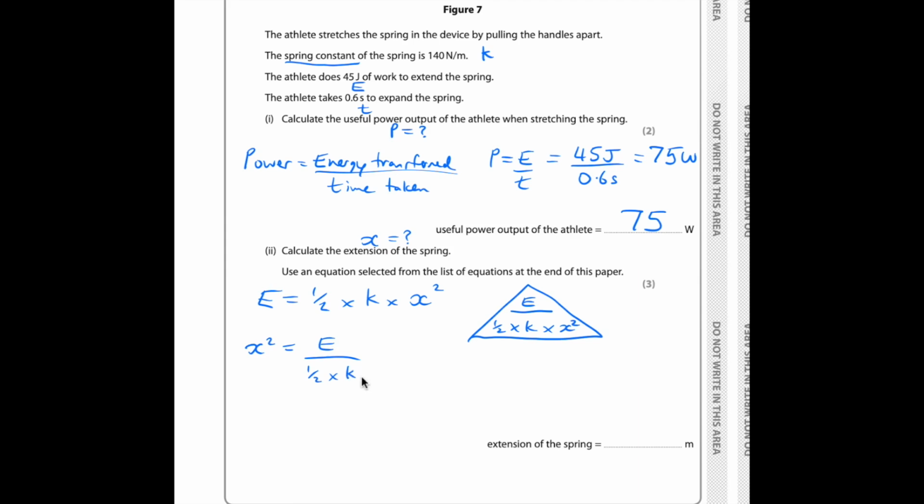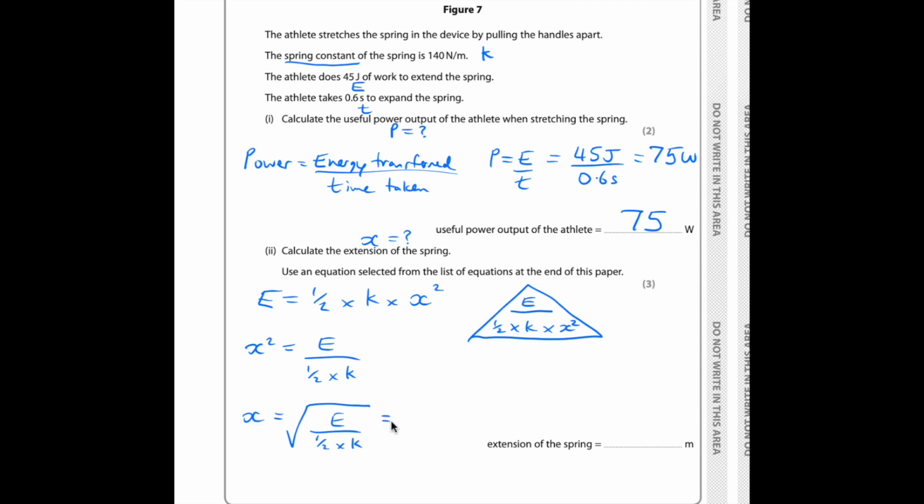Now we don't want x squared, we want x, so we need to square root both sides. And by square rooting both sides, it obviously gets rid of the square on the left.